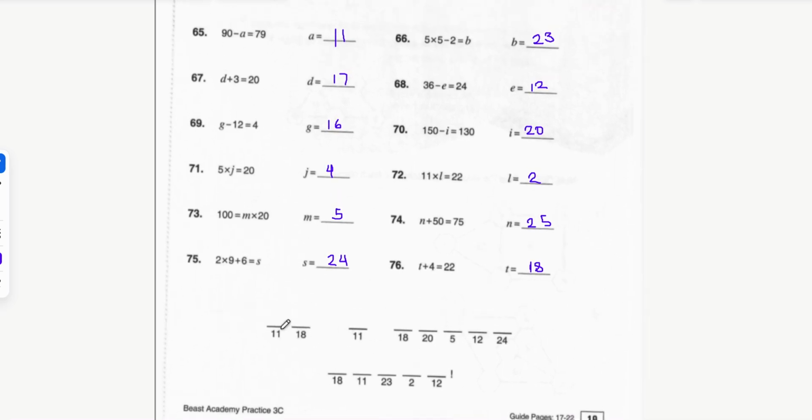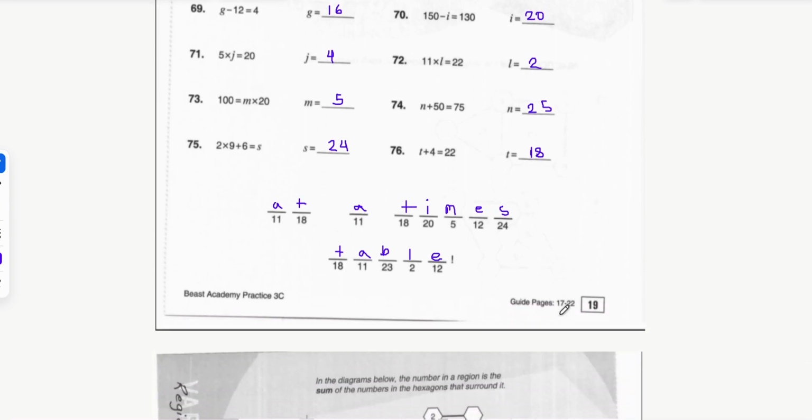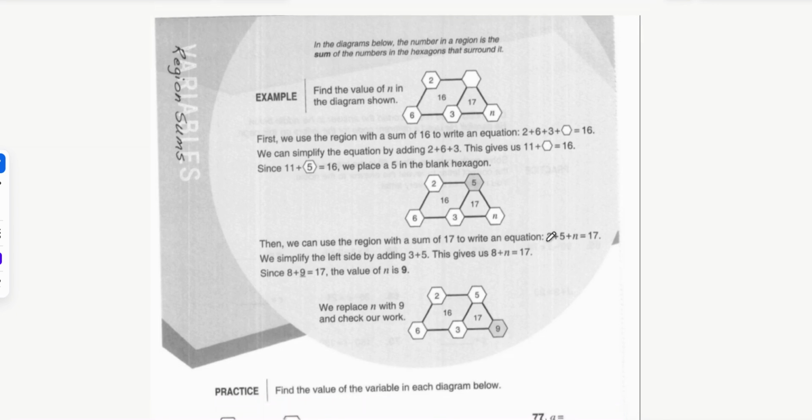So 11 was A, 18 was T, 11 was A, 18 was T, 20 was I, 5 was M, 12 was E, 24 was S, 18 was T, 11 was A, 23 was B, 2 was L, 12 was E. So we encoded the riddle using our answers to these problems, and we got add a times table, which is used to check our answers, so we know that we did it correctly.